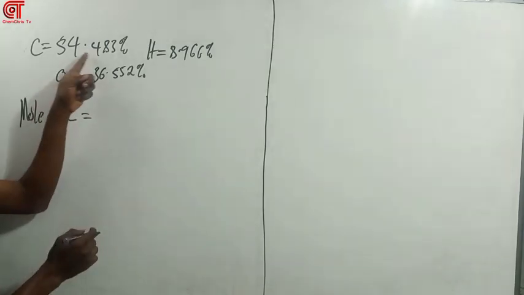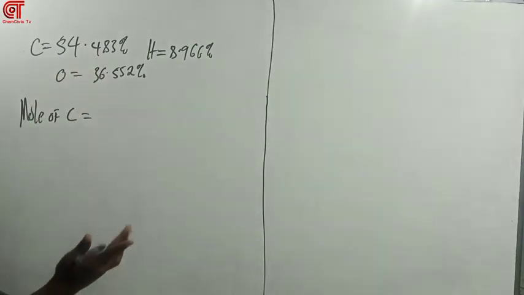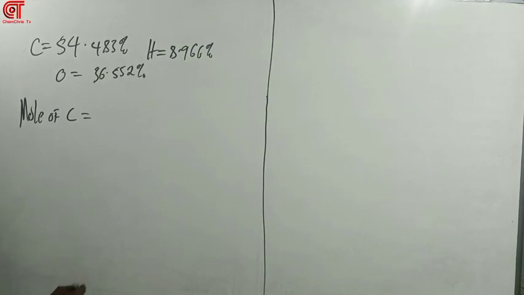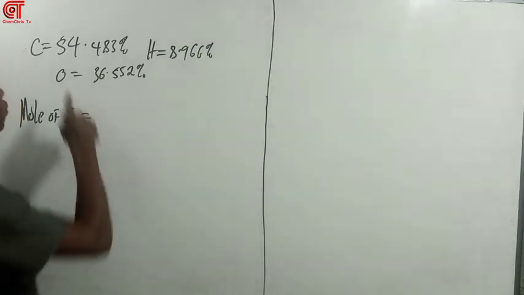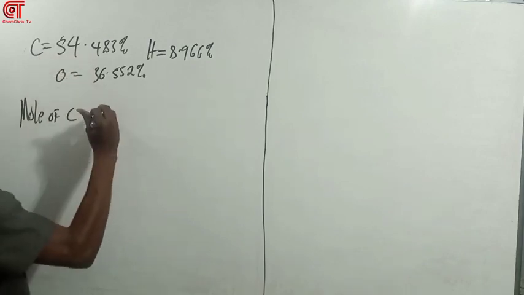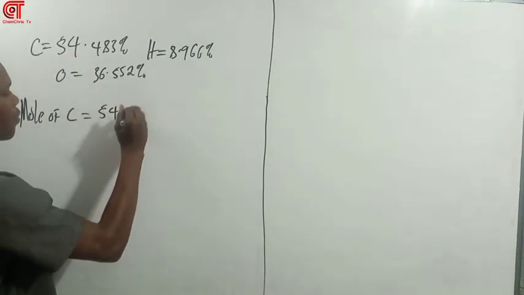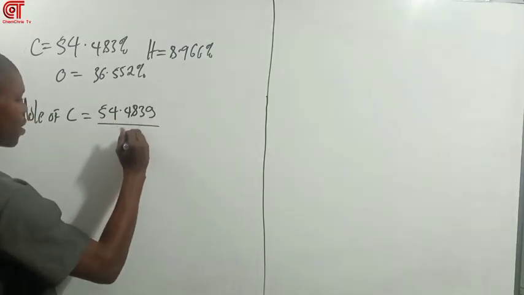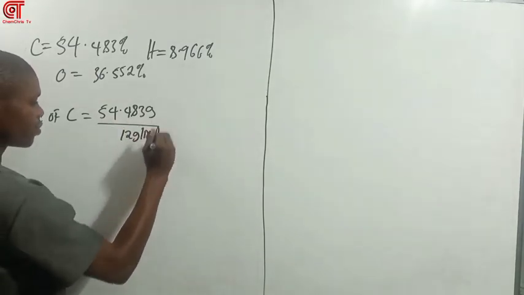Now remember, I told you that you can either use this one or you can use the mass. So here you go now, a mass composition. So remember, mole equals mass over molar mass. So here we are taking mass to be 54.483 gram over 12 gram per mole, right?